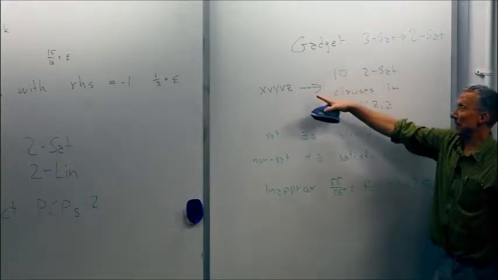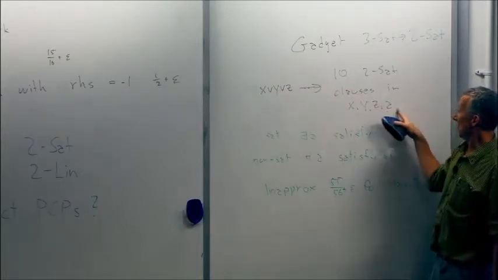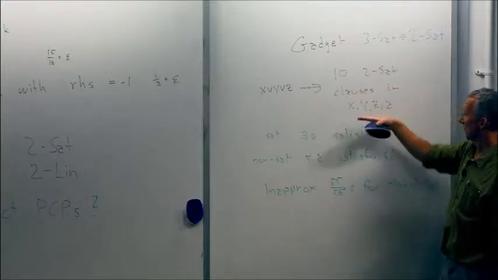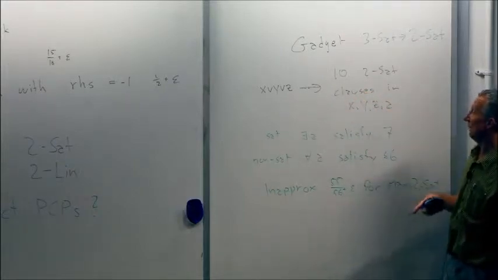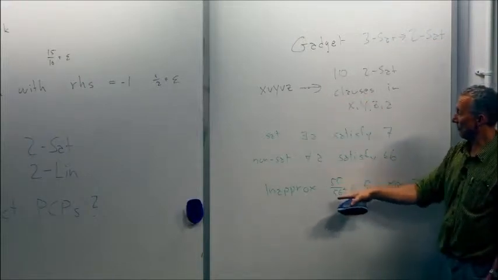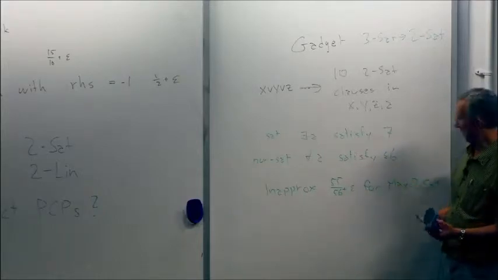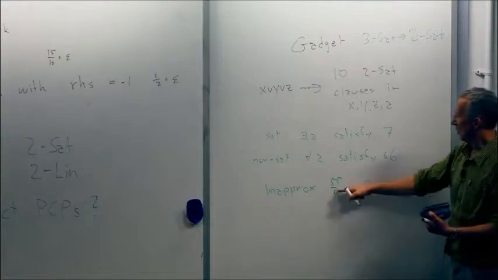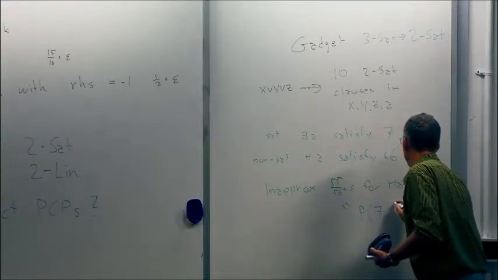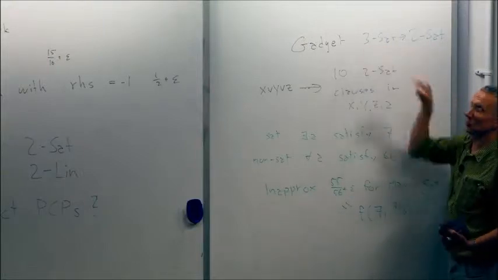Then you just apply this to each clause in a 3-SAT formula with different values of A. Of course, X, Y, and Z will be the original variables, but one new A for each clause. Then you get a 55 over 56 inapproximability for Max 2-SAT, where this number is a function of 7 over 8, which is the inapproximability for 3-SAT.